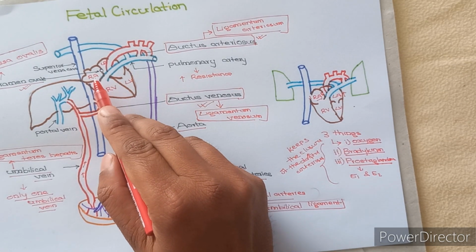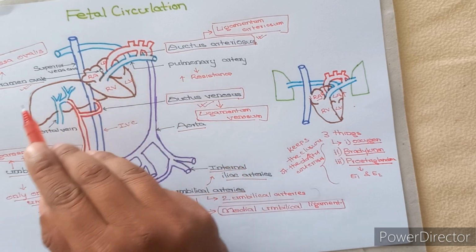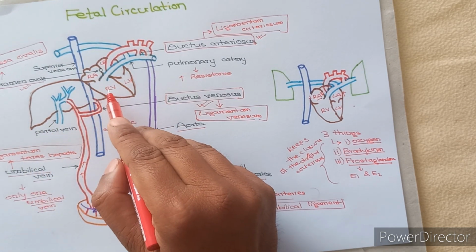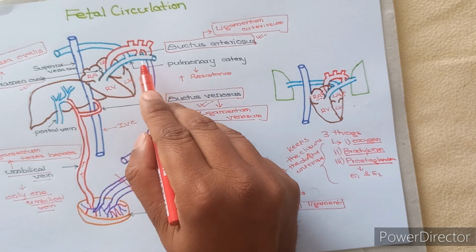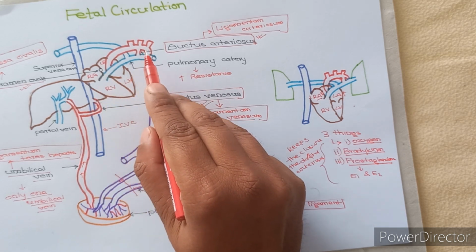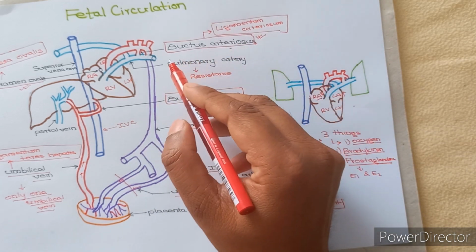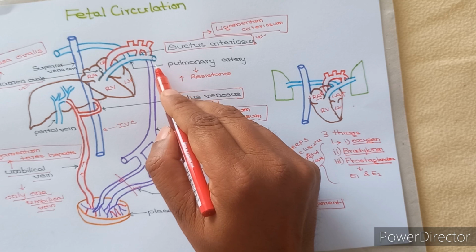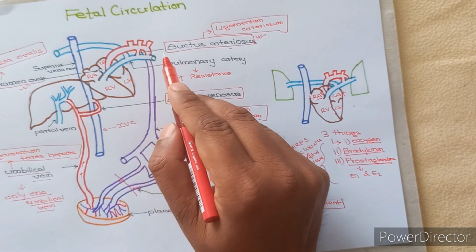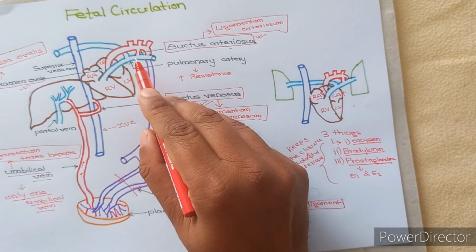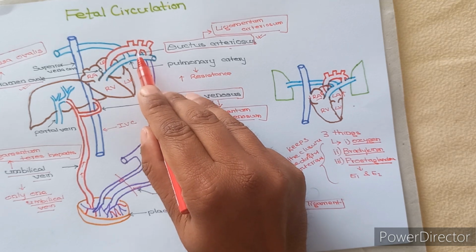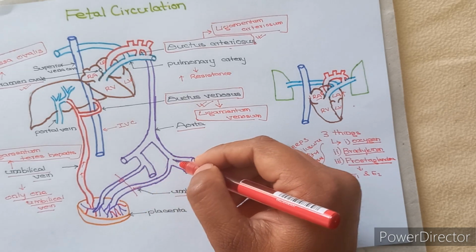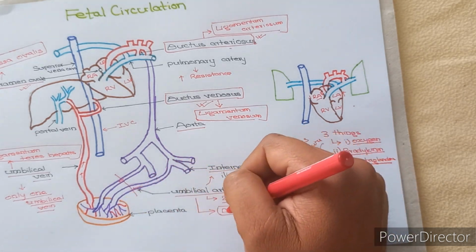The majority of the blood goes to the left atrium through an opening called the foramen ovale. A small amount of the blood from the right atrium goes to the right ventricle and drains into the pulmonary system. From the pulmonary system, the blood is shunted to the aorta through the ductus arteriosus. The main reason for the shunting is that the lung is not developed and the pulmonary system is of high resistance, which helps in shunting of the blood from the pulmonary artery to the aorta. Then from the aorta, the blood again goes back to the placenta for oxygenation through the umbilical arteries.